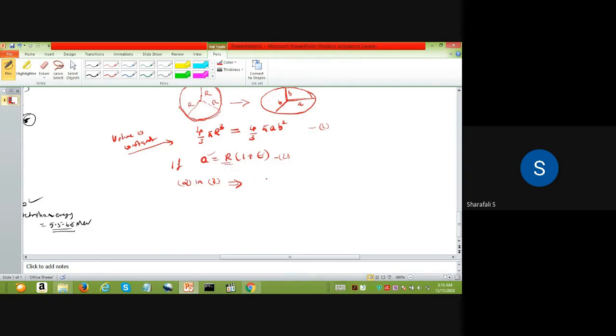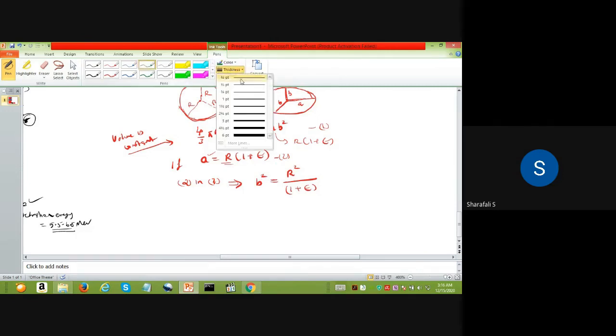So that will give me b square equal to, substitute here what is a, then b square equal to r square divided by 1 plus epsilon. Just substitute here, which is r into 1 plus epsilon, and equate these two equations. Then we'll get r square by 1 plus epsilon will come as your b square. You can easily do that. It's not a big deal.